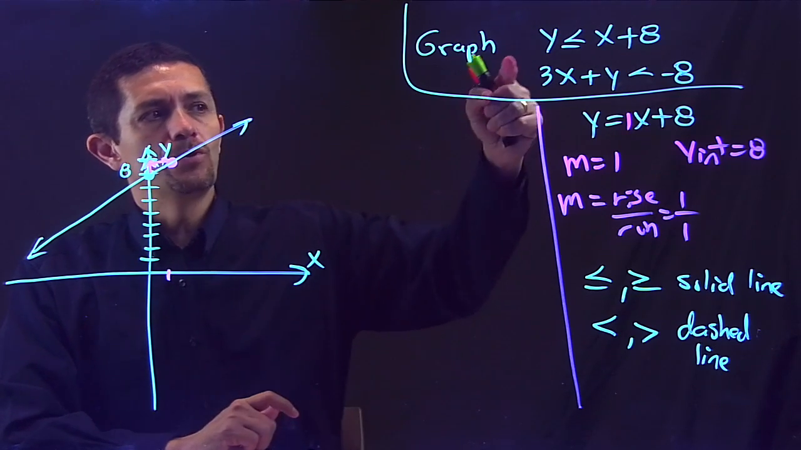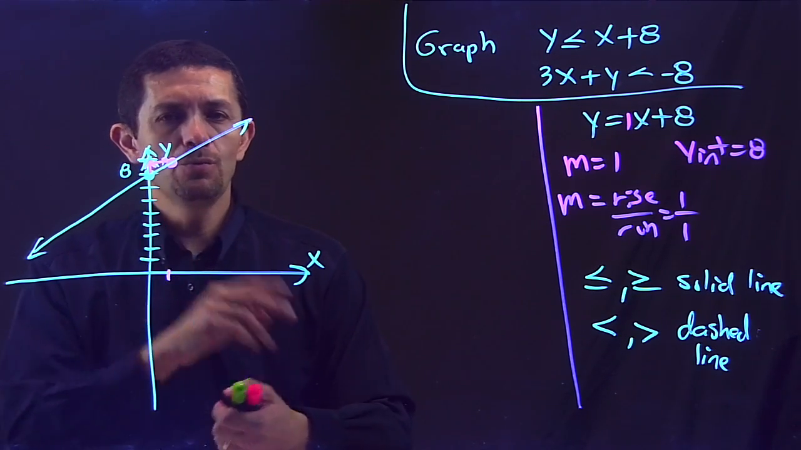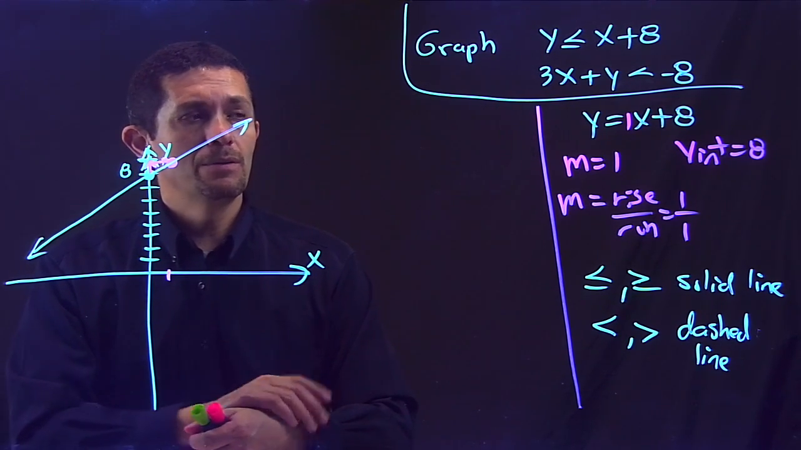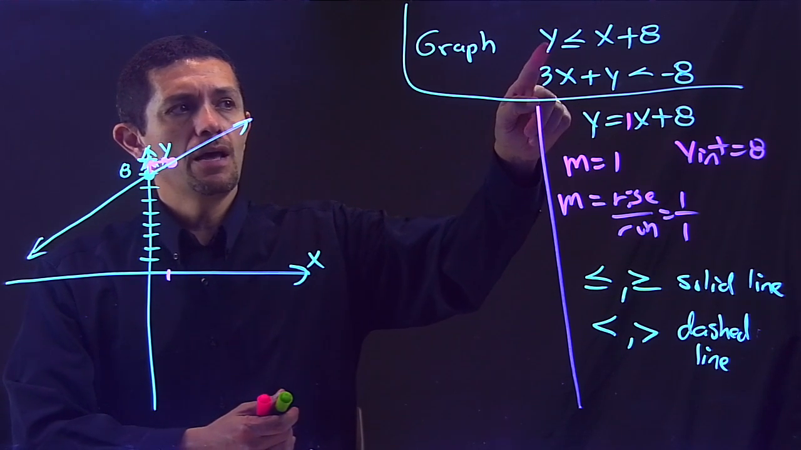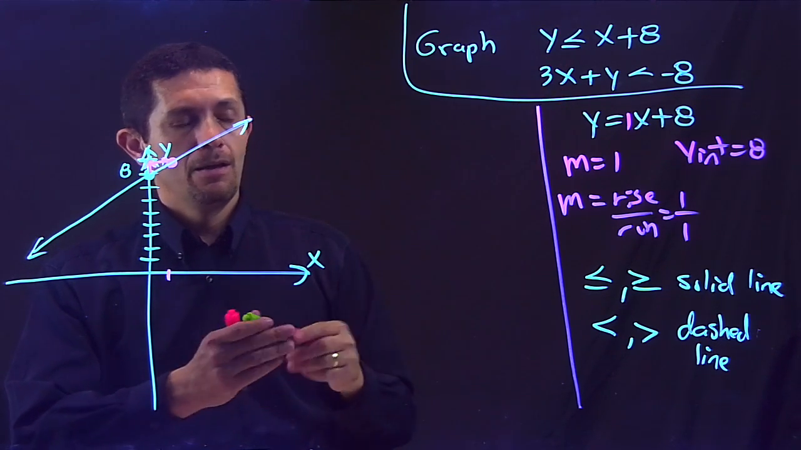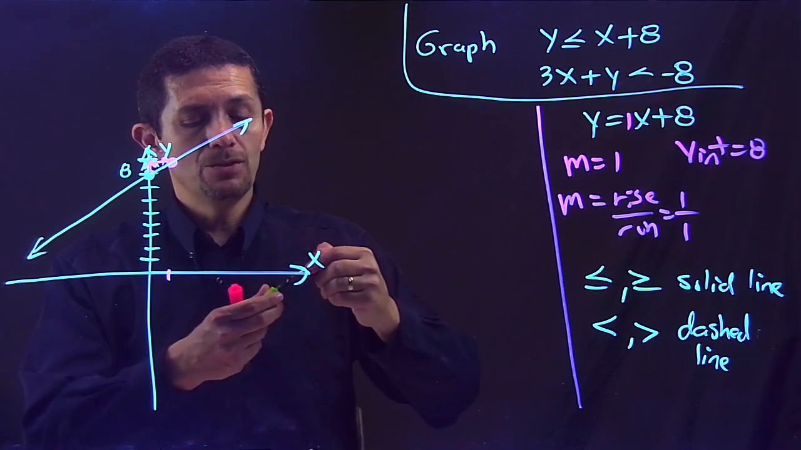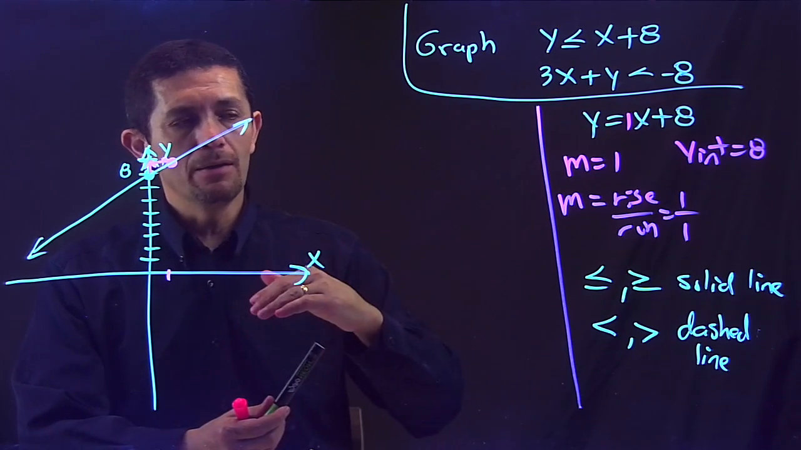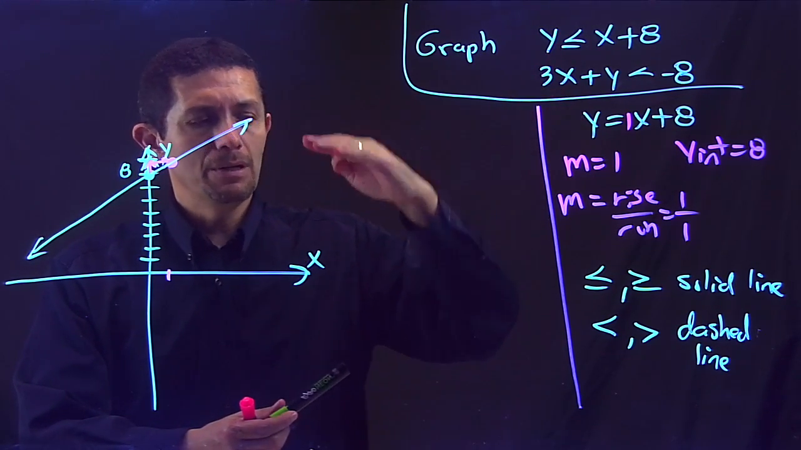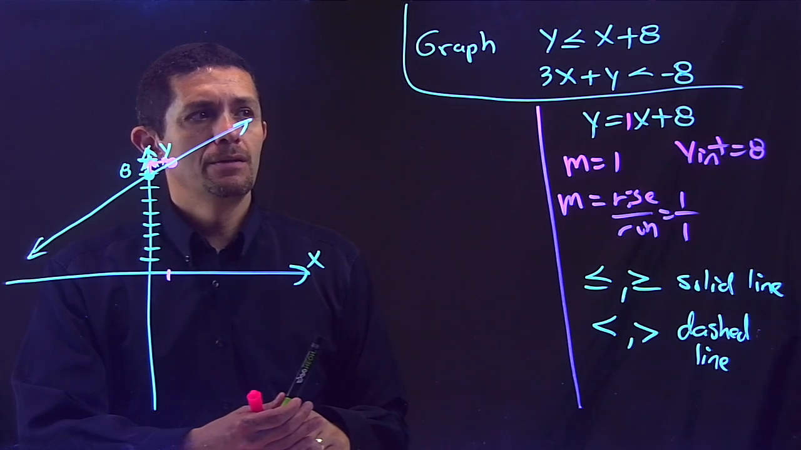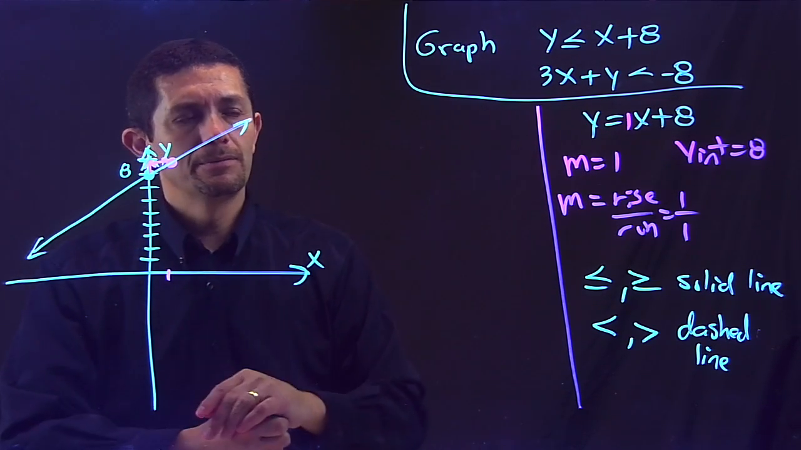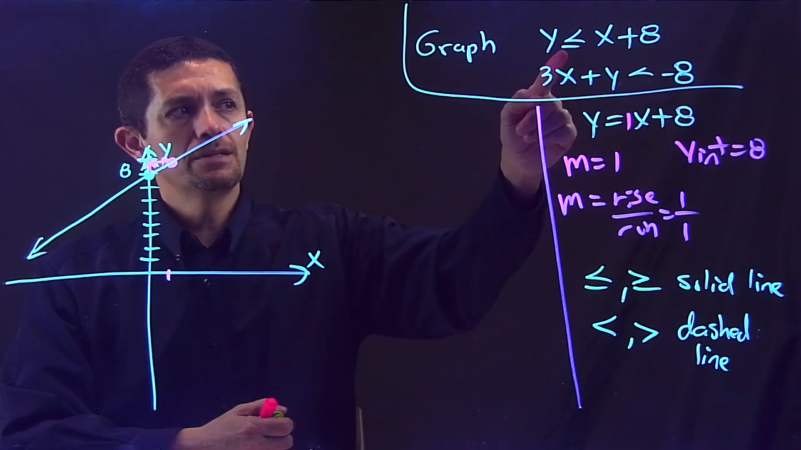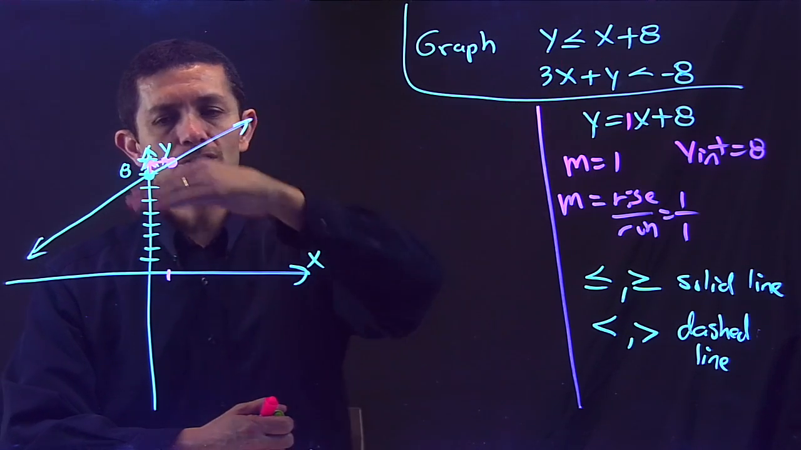We need to go back, and there are 2 ways to do it. The first way is when the y is by itself, and I have y less than, which means I need to shade below the line. Less than, below the line. If it was the other way, greater, it would be above the line. Because I have y less than, in this case my shade is going to be below the line.